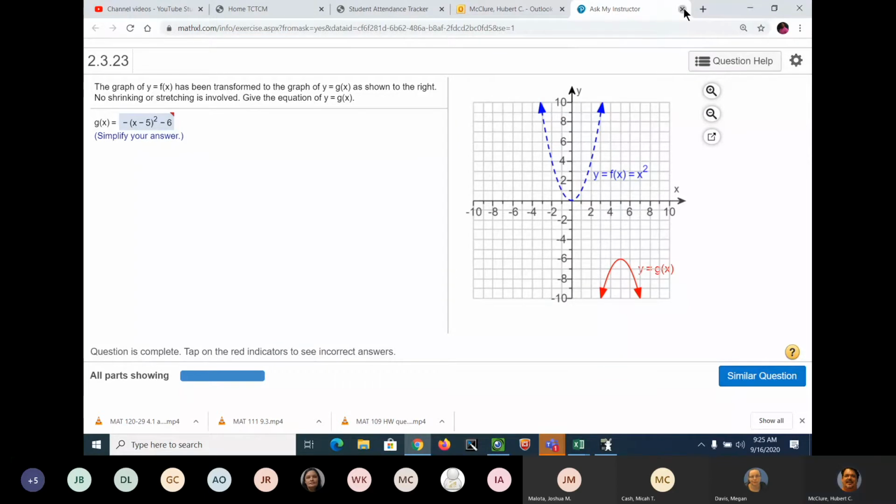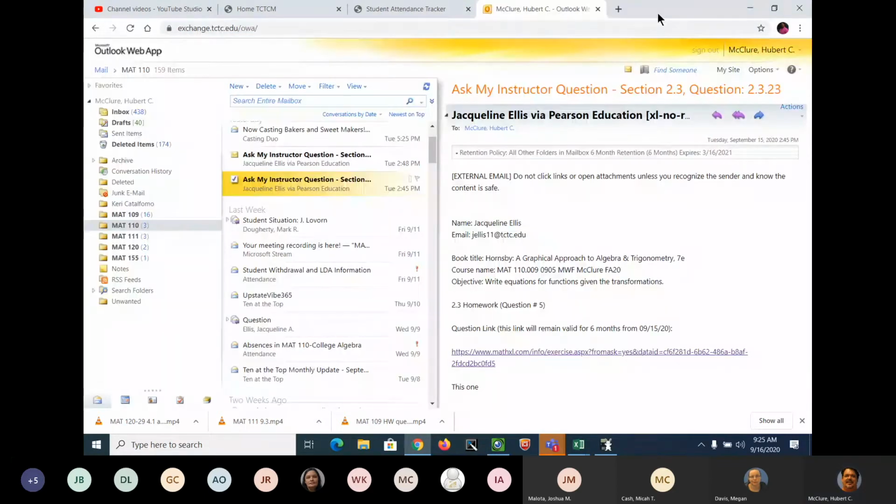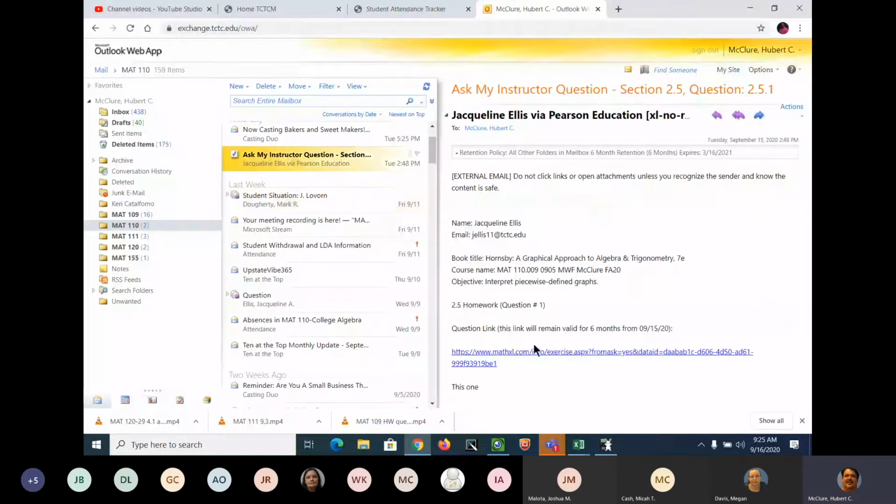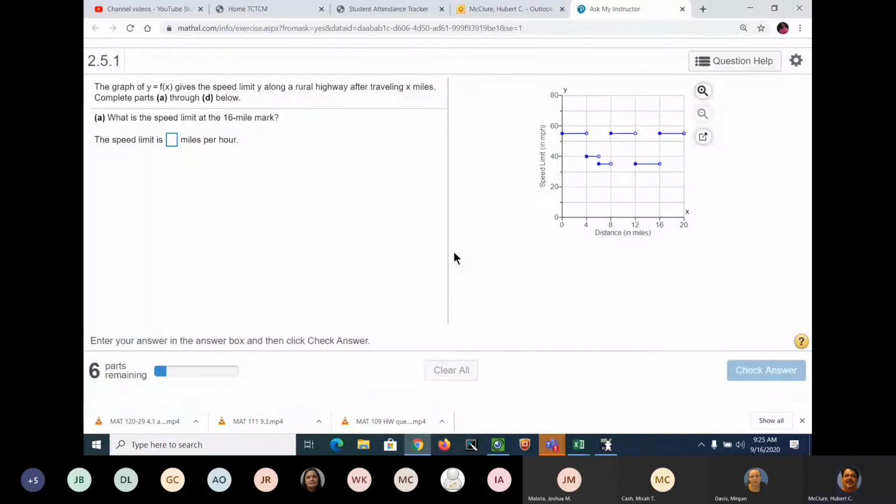Next. Okay, this is 2.51/1. And this is a piecewise function. As I told you, I don't do a lot of piecewise functions on the test. They're not my favorite because you don't see them a lot. So the graph F gives the speed along a rural highway after traveling X miles. Complete parts A through D.